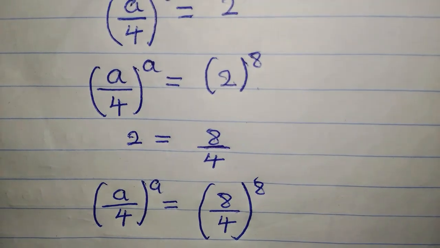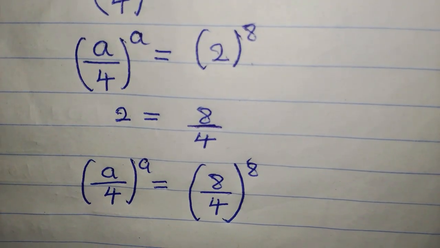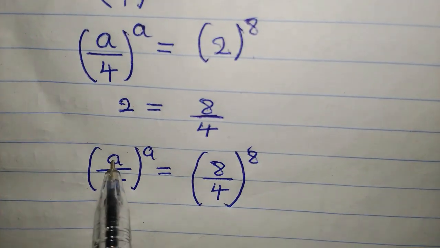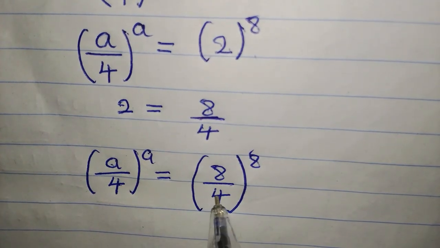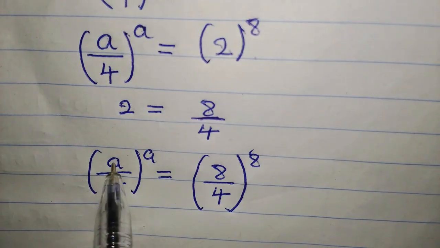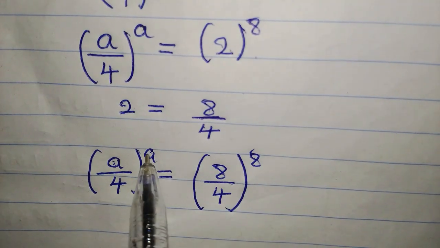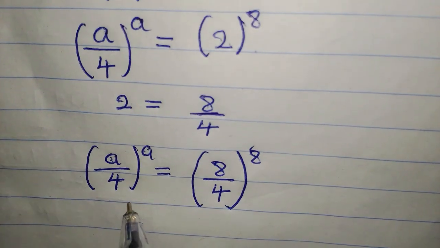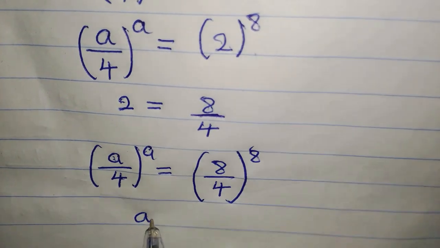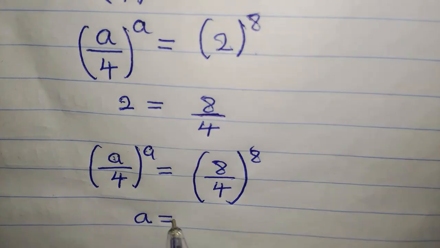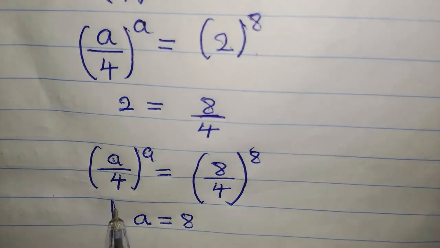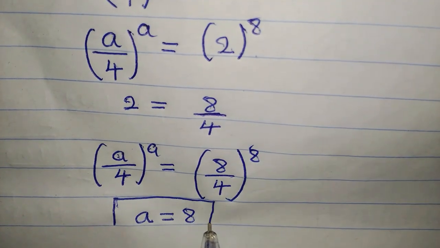From here we can now compare. By comparison, we have 4 here at the denominator, we have 4 here, we have a here, we have 8, and at the power we have a here, we have 8. So we can simply say our a is equal to 8. This is the value of a in this challenge.